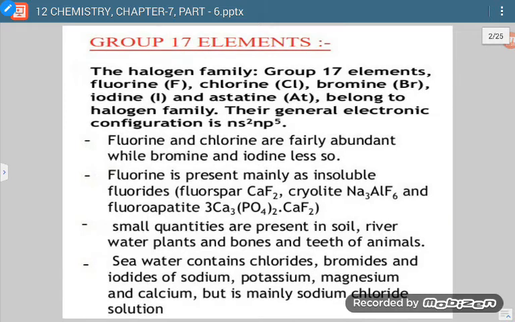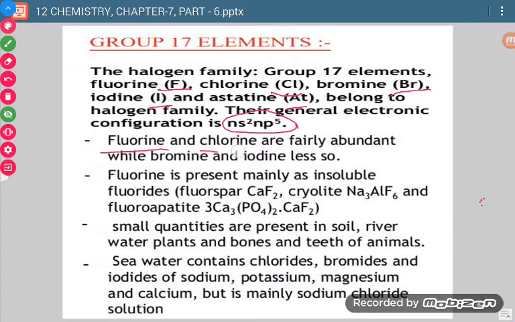Now let us start with group 17 elements. This group is also known as the halogen family, and the different elements in it are fluorine, chlorine, bromine, iodine and astatine. Okay, now since it is the 17th group and it is in the p block, its valence shell electronic configuration is ns2np5. Okay, now fluorine and chlorine are fairly abundant, while bromine and iodine are less.